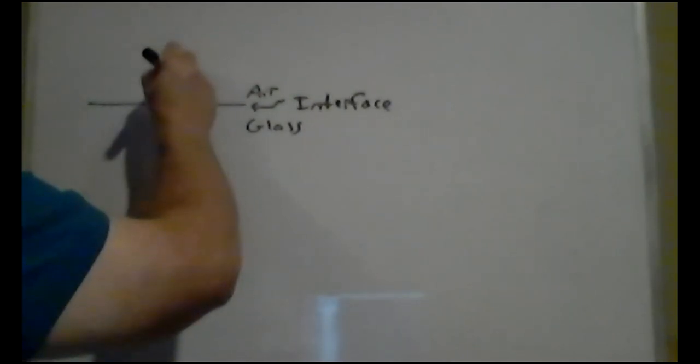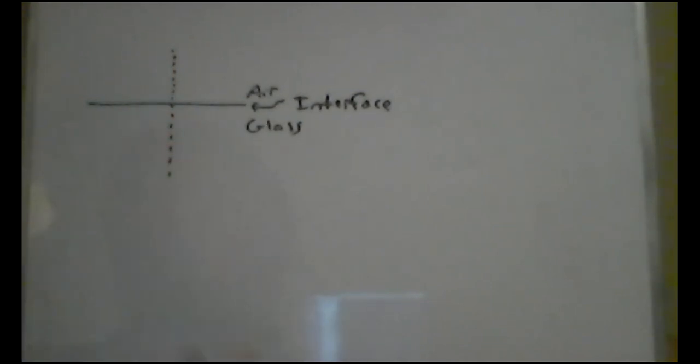Everything above this line is air, everything below this line is glass. You think of it that way. Now, I'm going to imagine a ray of light. Again, we're talking about rays, okay? What's important here is I'm going to draw the normal of this interface.